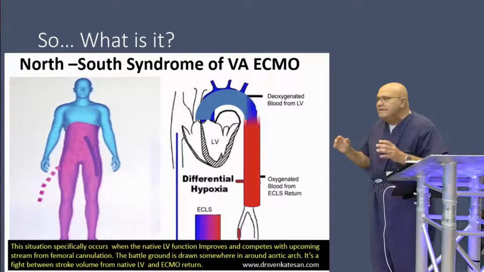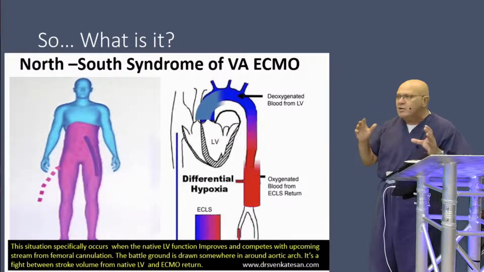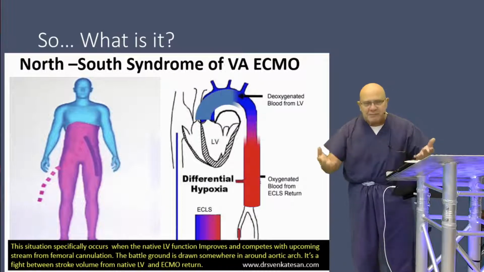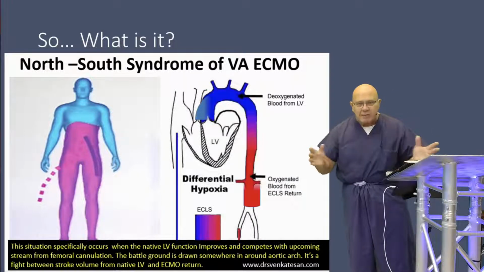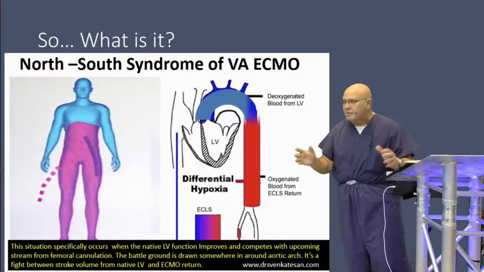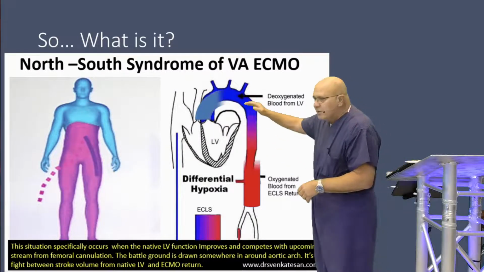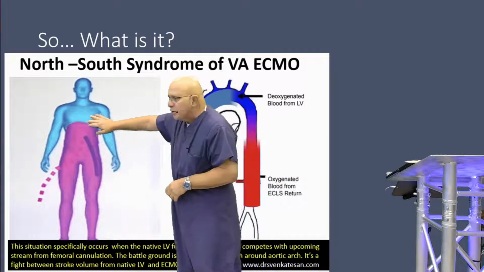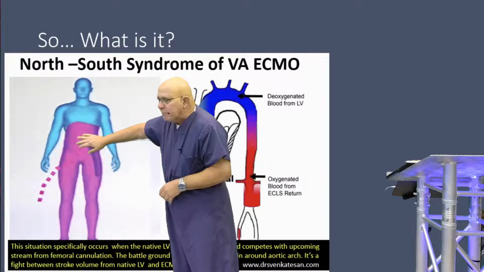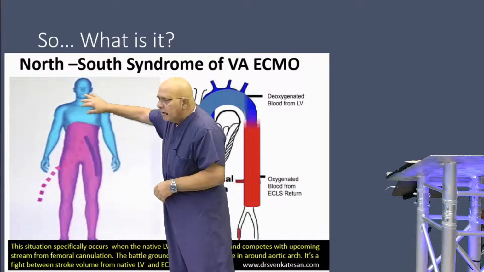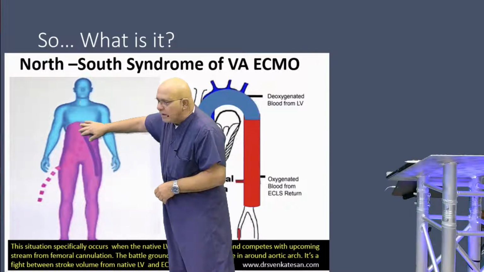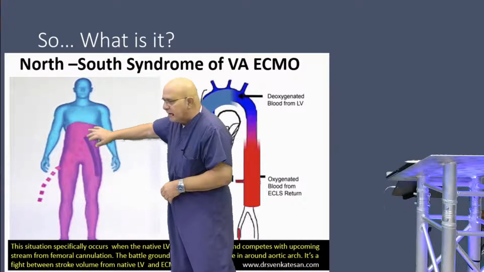So this is classic north-south syndrome, Harlequin syndrome, differential hypoxia, whatever you want to call it. It doesn't make any difference. In this particular case, they're calling it north-south syndrome with V-A ECMO, and you see our patient over here who has a pink inferior and the top part of their body is blue. That's why they call it Harlequin syndrome.